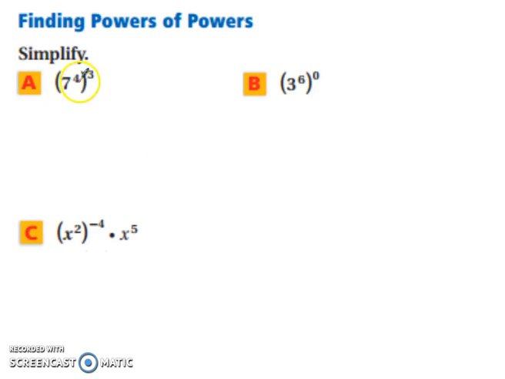So we have 7 to the 4th, that quantity to the 3rd. So we can rewrite this as 7 to the 4 times 3, which is 7 to the 12th. For this one here, we have 3 to the 6 times 0, which is really 3 to the 0. We can simplify that one more step by saying, well, that's equivalent to 1. Well, take a moment and try C on your own. When you return to the video, we'll see how close you came.